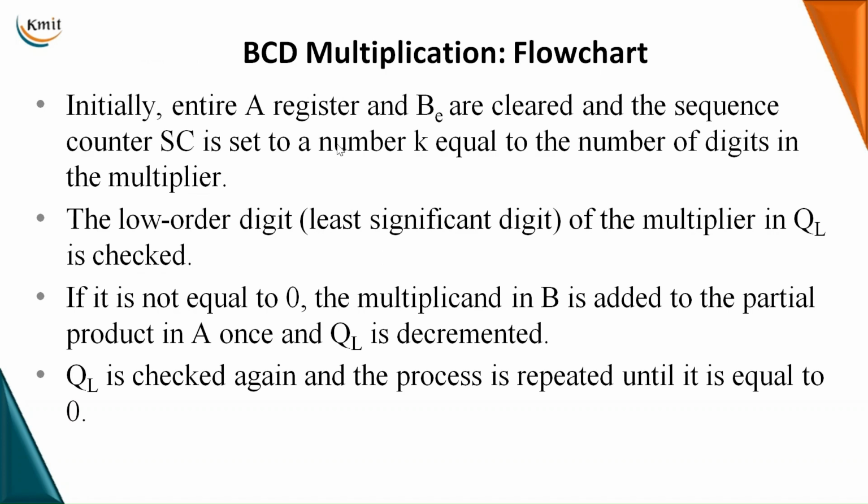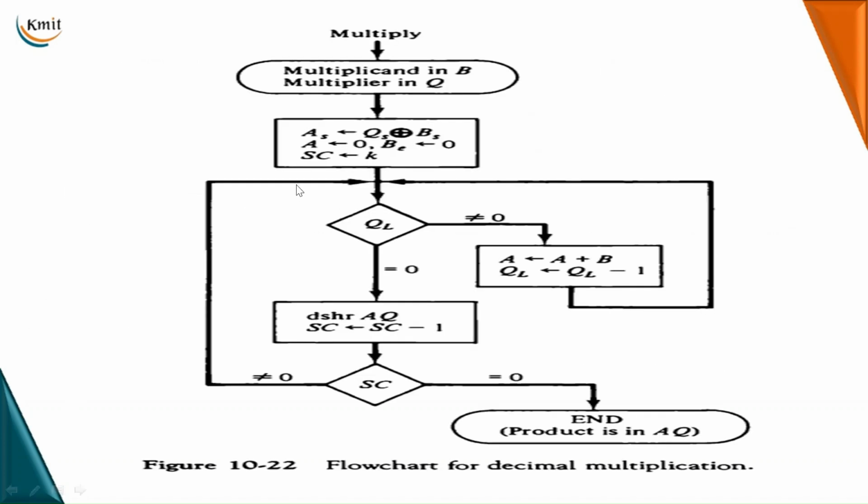Next, coming to the flowchart of the BCD multiplication algorithm. The multiplicand is stored in register B, whereas the multiplier is stored in register Q initially. The next step is the initialization of the sign bit and the registers. The product is stored in the A and Q registers at the end of the multiplication algorithm, so you have to assign the sign for your product. That is done by QS XOR BS, which gives the sign of your product, stored in AS.